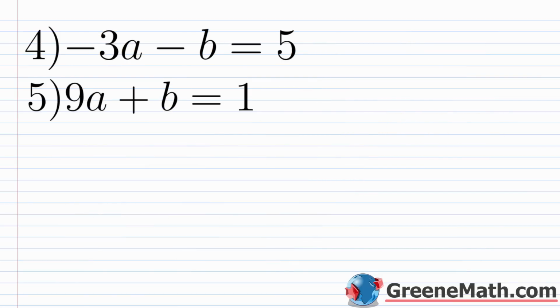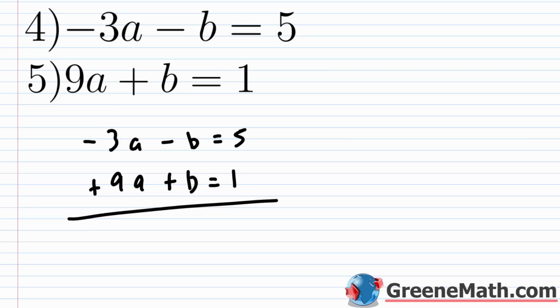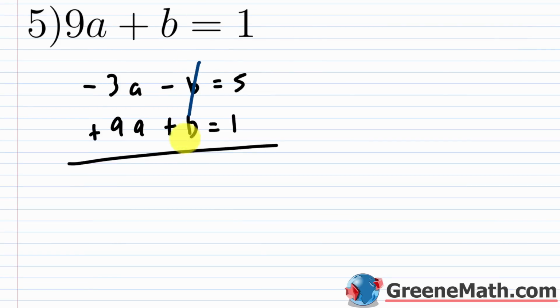So just looking at what we have with 4 and 5, we don't need to do anything. We could just add these as they sit. Maybe I'll just rewrite it. So negative 3a minus b is equal to 5. Let me put a plus 9a there, plus b is equal to 1. And let me slide down a little bit. So we know that this is going to cancel. Negative 3a plus 9a, that is going to be 6a.